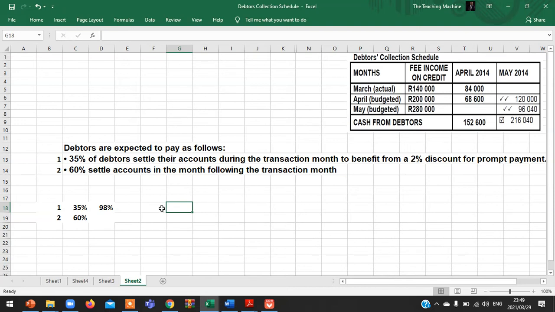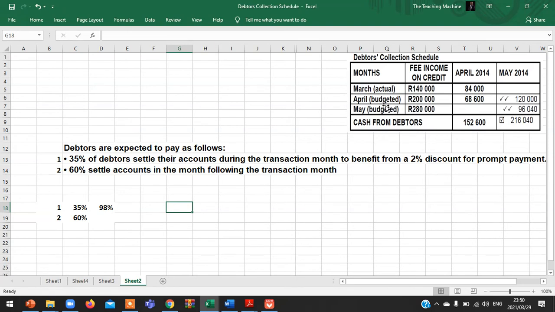Okay. So now the credit sales here, it's 140,000. So from March to April, it's 2 months. Your 2 sales collect 60%. So 140 times 60% is 84,000. From March to May, it's 3 months. We don't have 3. From April to April, it's 1 month. You need to collect 35%. Then from that 35%, calculate 98% because you're not going to collect the full amount.